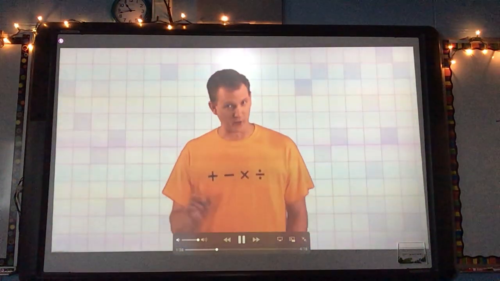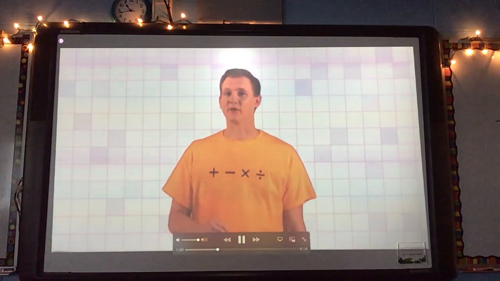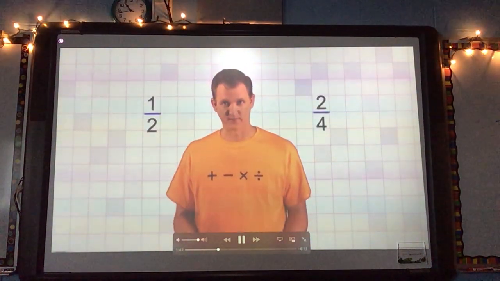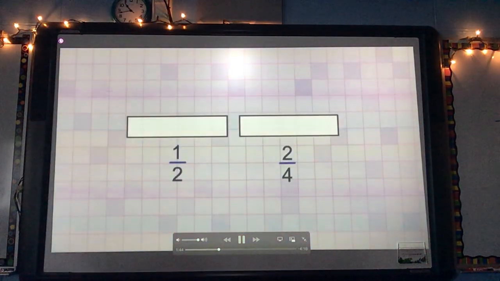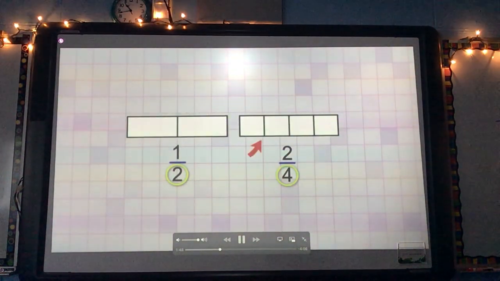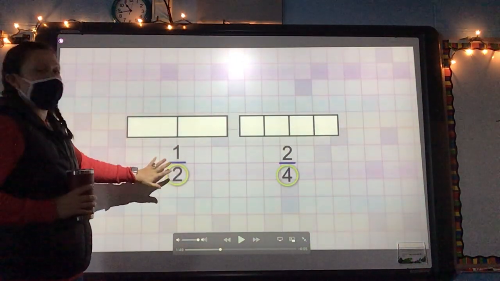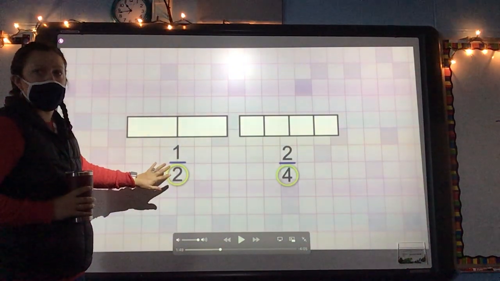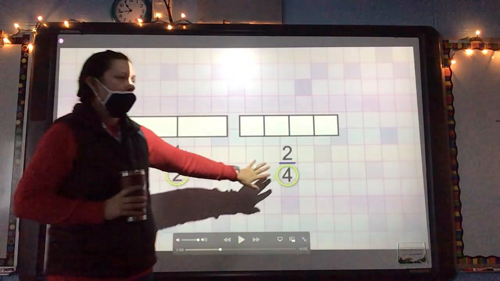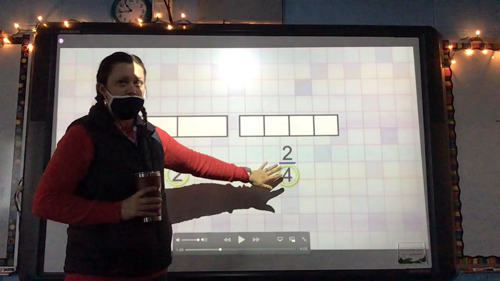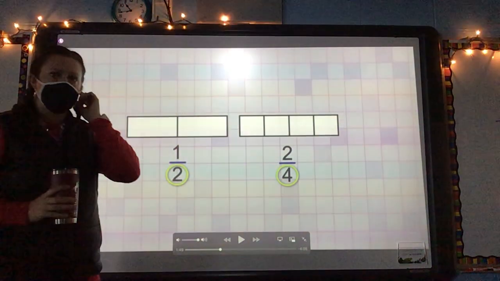All right, let's try one more example. Let's compare the fractions 1/2 and 2/4. Again, we start by drawing rectangles and dividing them up into parts. 2 on this one and 4 on this one. I want you to tell me. Give me a thumbs up if you think 1/2 is larger. No. Give me a thumbs up if you think 2/4 is larger. I had lots of you do nothing.